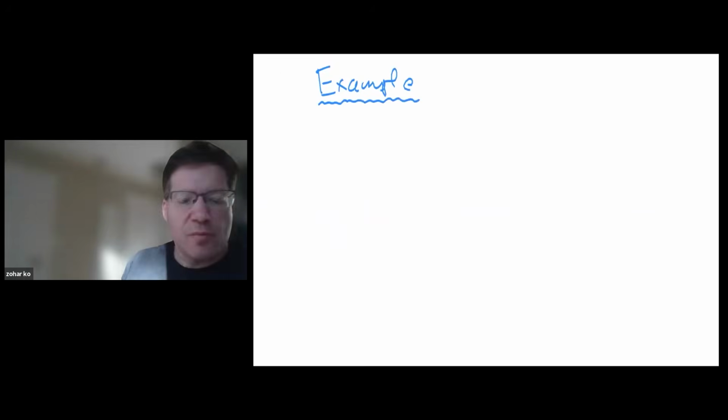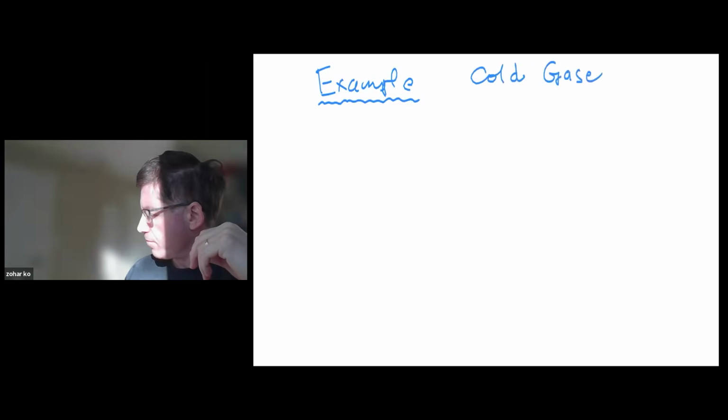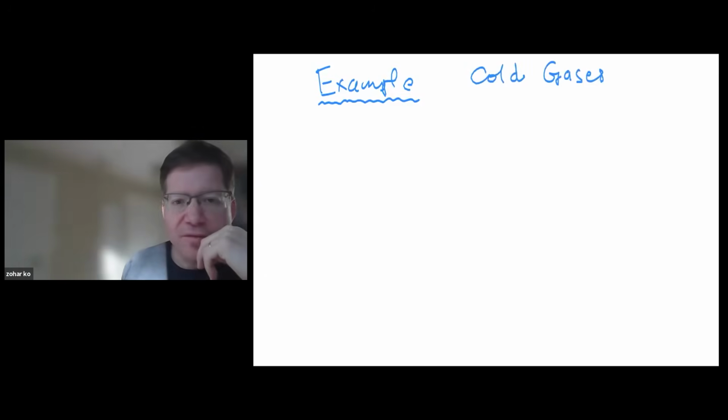I will start with an example, but this example by itself is a whole field of research of many of your colleagues in the physics department. The topic of the example is called gases. It sounds very far from particle physics, but you'll see that it's not far at all. And it will be essentially identical to what we will discuss later about strongly interacting quantum field theories.